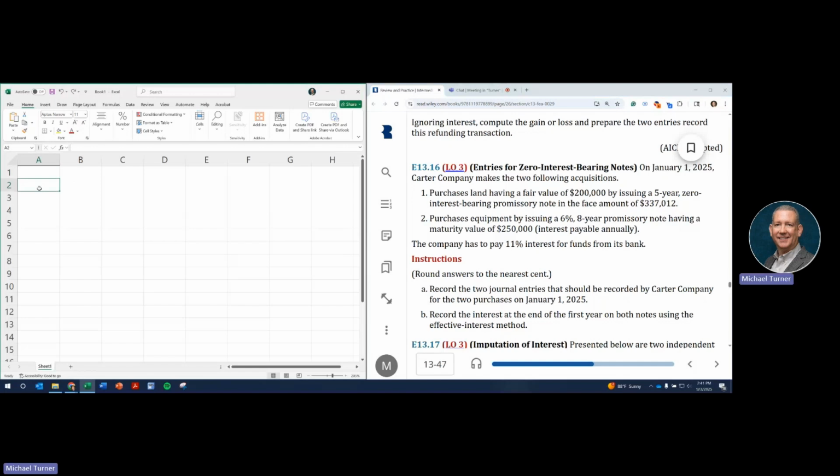So the first thing is the date. They're both done on the same date, and that's 1/1/2025. For number one, we have land with a fair value equals $200,000. It was done with a 5-year note, zero interest, that has a maturity amount or face amount of $337,012.